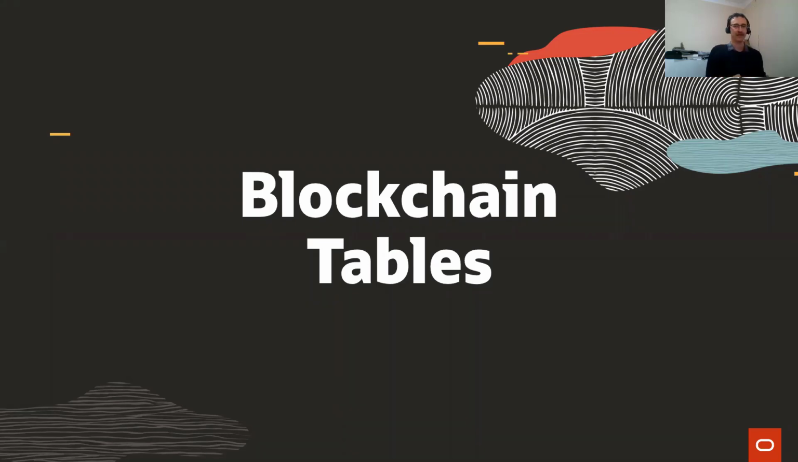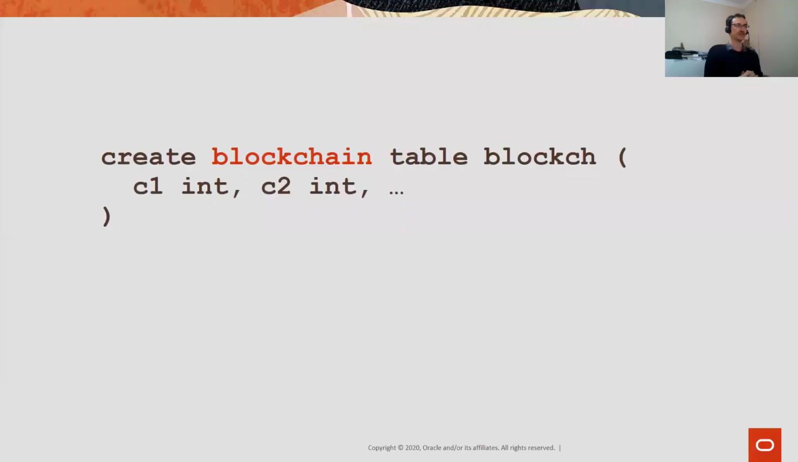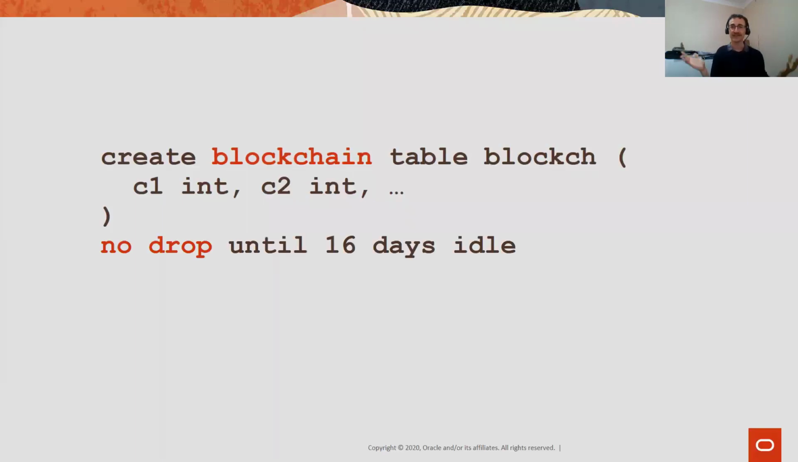So how can we do this? How do we create a blockchain table? Well, first step, we've now got this blockchain keyword in the create table command. But there is a little bit more you need to add to this statement. First up, there's this no drop clause. That means, as you might guess from the name, you cannot drop the table until it has been idle, 16 days in this case. So until nobody's accessed or changed that table for 16 days. So you create that table, you can't drop it straight away. You've got to wait.